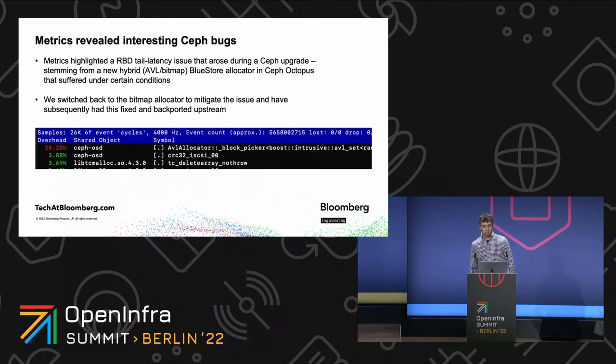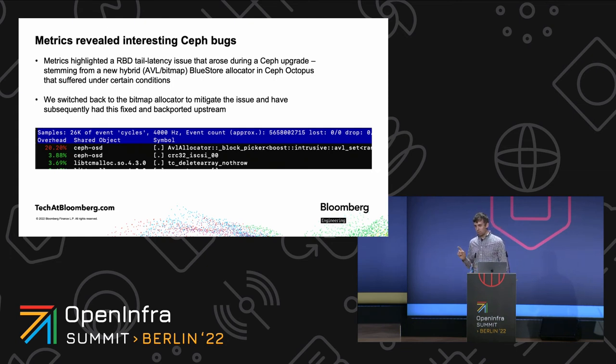We also saw problems with Ceph during the upgrade when we went from Mimic to Octopus. It didn't show up on the staging clusters, only really on the really large production clusters. Fortunately, it was not an issue that presented a problem per se. Users didn't notice it. We only noticed it because we were looking at the metrics. The tail latency was quite bad. When we started profiling the OSDs, what we found, and this was a Ceph release that was stable for a year, 15.2.12, we still found this issue that late into the stable release, and it was the block picker algorithm.